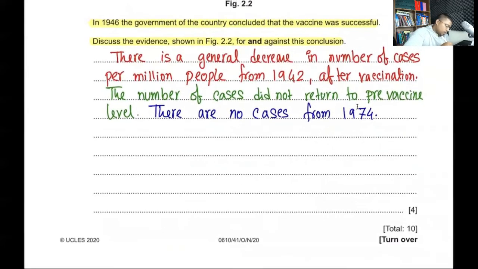So all of these points are for. Now we are going to write down the against.